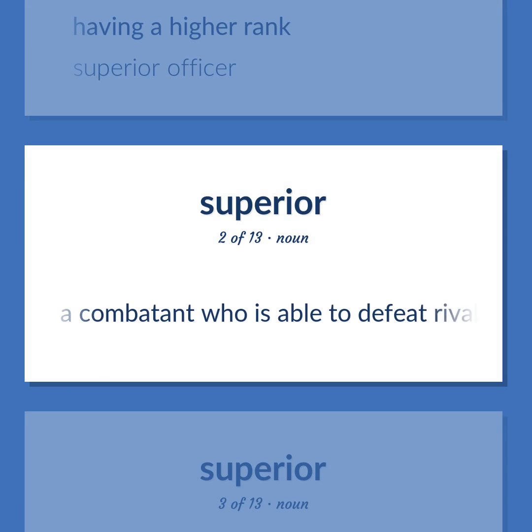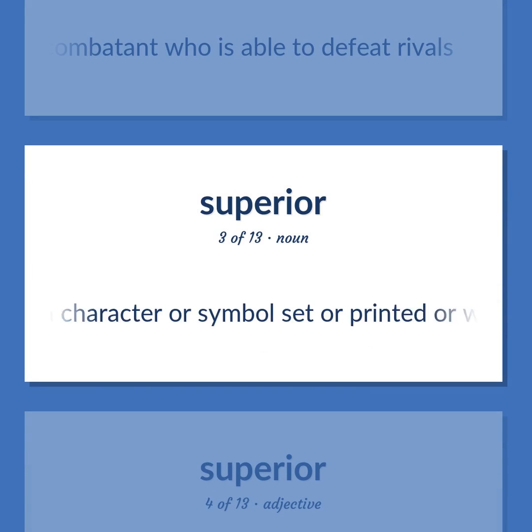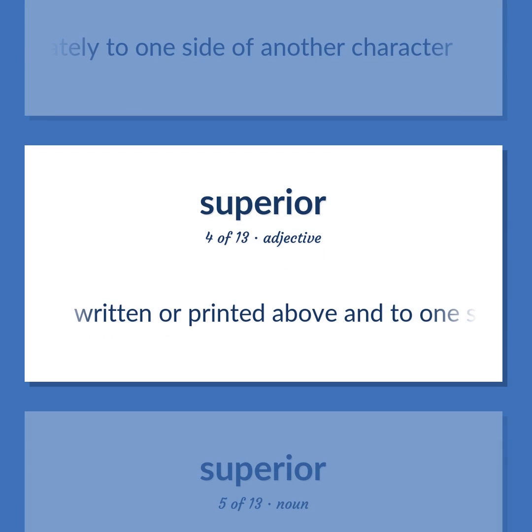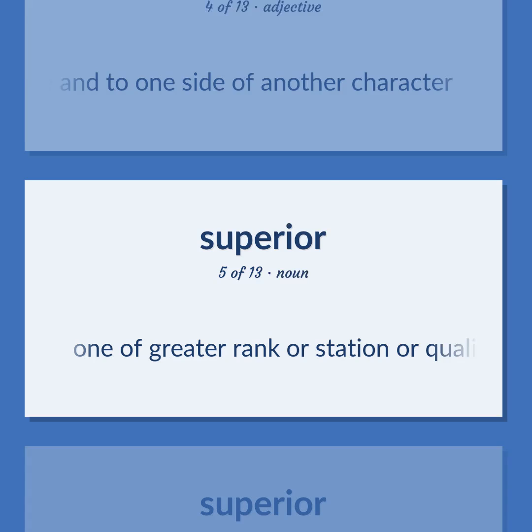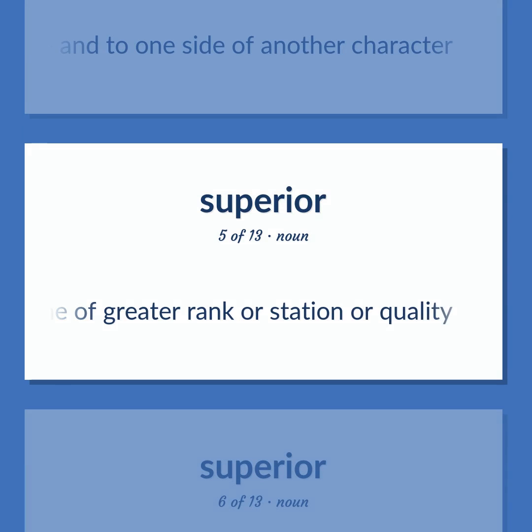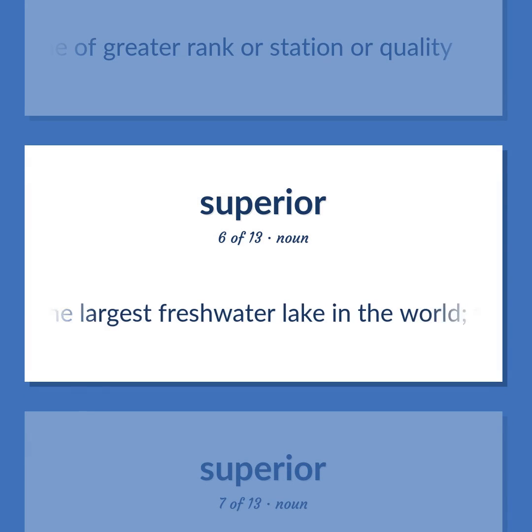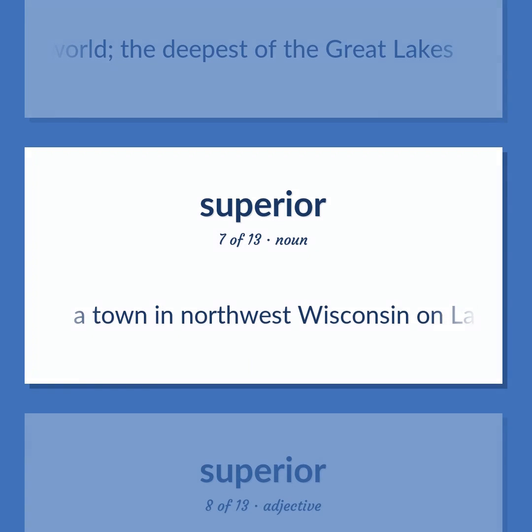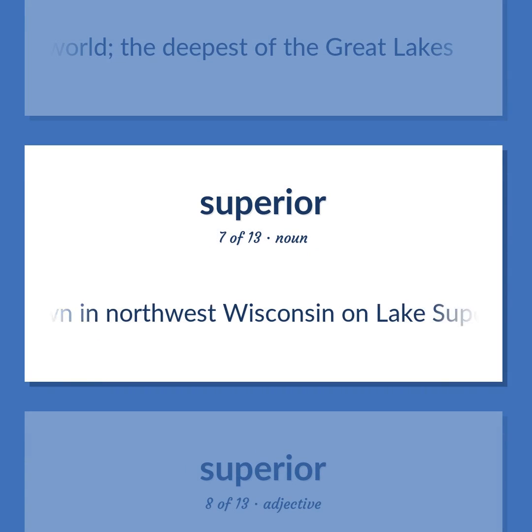A combatant who is able to defeat rivals. A character or symbol set or printed or written above and immediately to one side of another character. Written or printed above and to one side of another character. One of greater rank or station or quality. The largest freshwater lake in the world, the deepest of the Great Lakes. A town in northwest Wisconsin on Lake Superior across from Duluth.